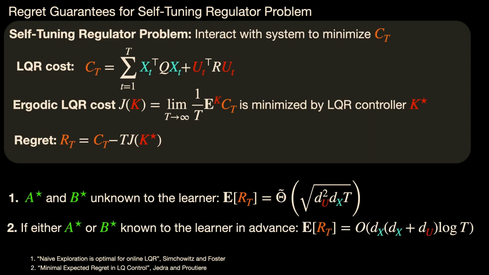However, if we know either A star or B star in advance, then the expected regret will scale as log T. So having some additional prior information can reduce the complexity, or reduce the regret. Okay, we'll come back to these regret bounds when we present our own bounds in several minutes.